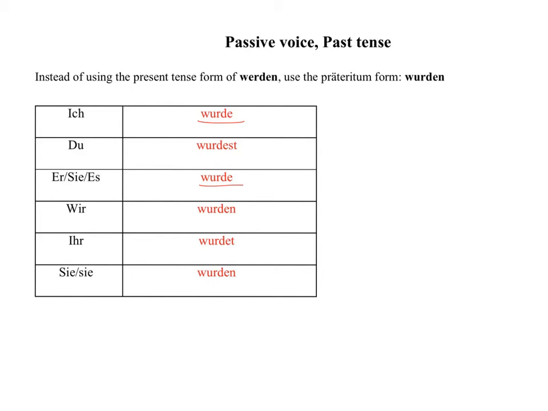So for when we did the examples in present tense, I put a verb like geschützt at the end. So ich wurde geschützt. When it was present tense werde, it said I am being protected. Now, past tense, it's not that I am being, I was. Ich wurde geschützt. I was protected. Same thing for du. Du wurdest geschützt. So I was, you were protected.